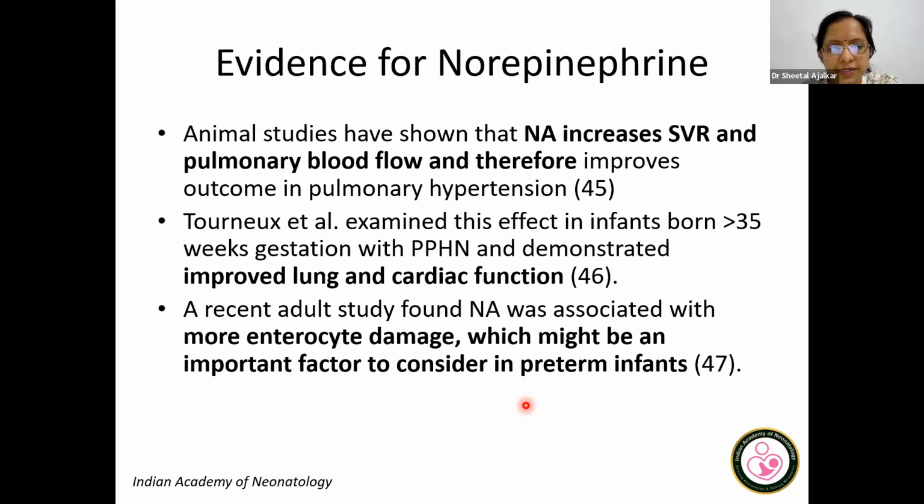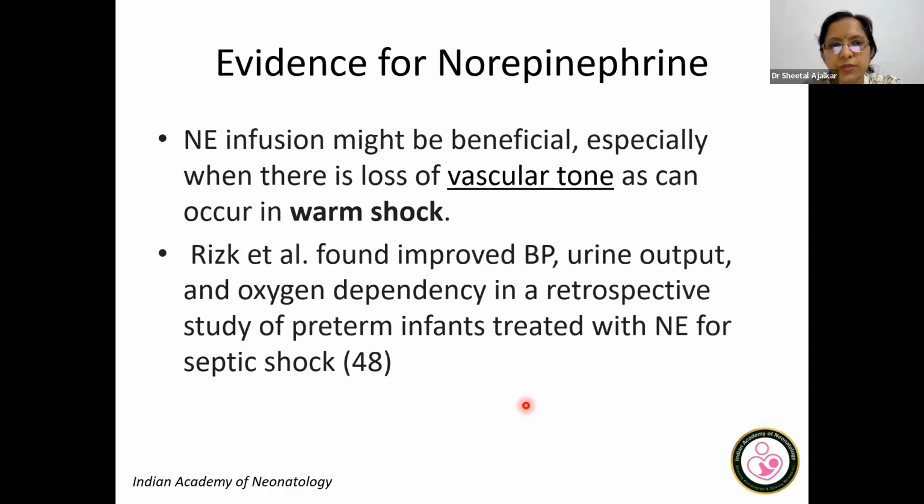And a recent adult study found that noradrenaline was associated with more enterocyte damage, which might be an important factor to consider in preterm babies. So, related to NEC, it is an adult study. There are no studies in the neonate, but it can be an important factor we need to keep in mind, especially considering the enterocyte damage in the adult study, relevant to the causation of NEC, but no direct evidence or direct study in neonates.